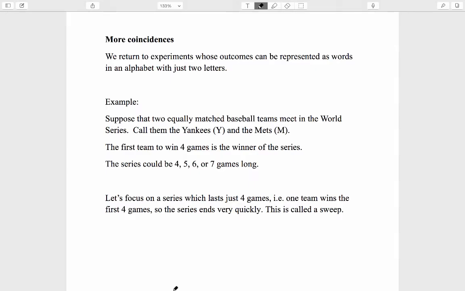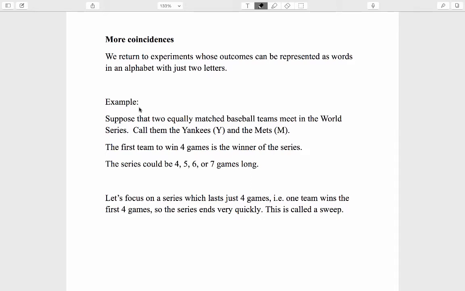In the same spirit, let's look at some more examples of coincidences that are actually not so remarkable. In other words, things that actually can perfectly well occur by chance, and just by chance, that you might not have thought of as happening just by chance. To do this, let's return to our favorite type of experiment, the kind of experiments whose outcomes can be represented as words in an alphabet with just 2 letters. That means that the experiment has a certain number of stages, that's the number of letters in the word, and at each stage, there are only 2 possibilities for what can happen.